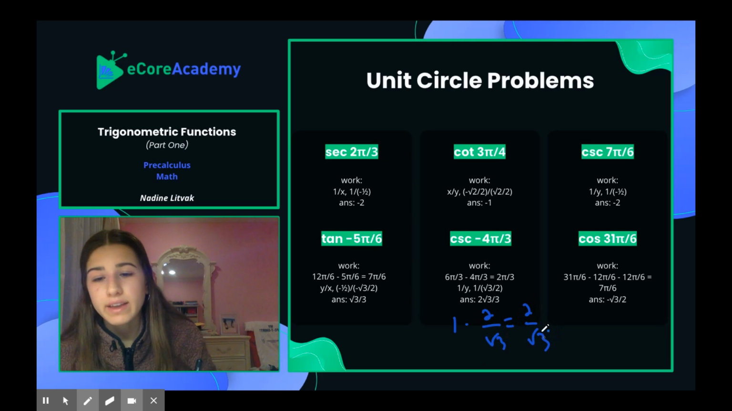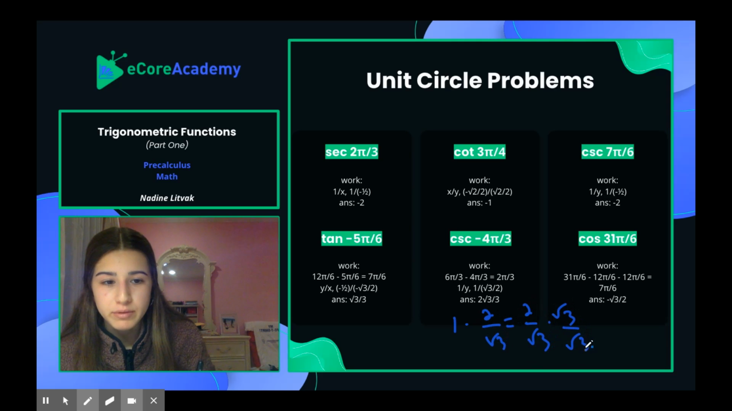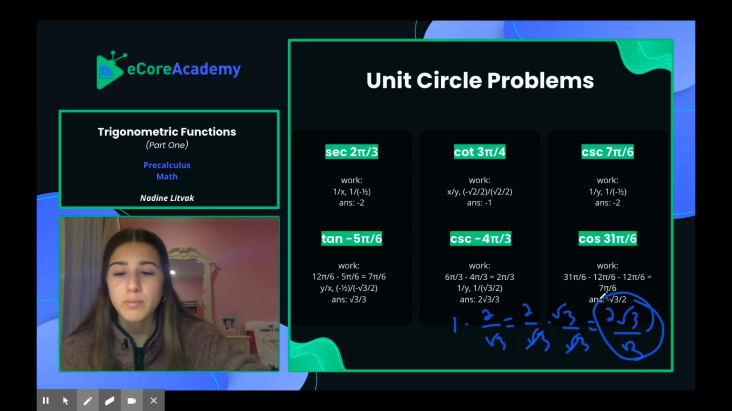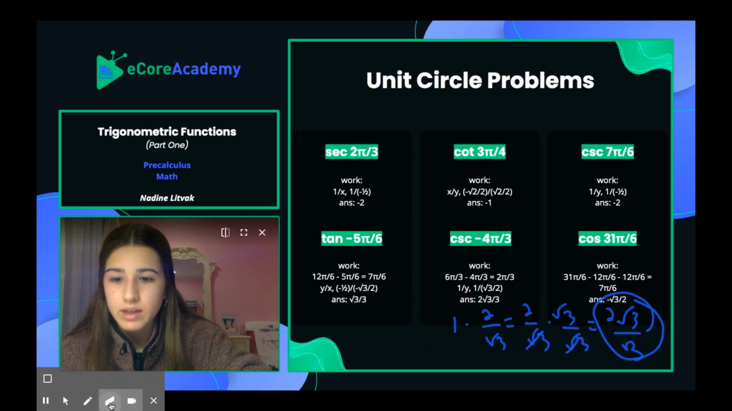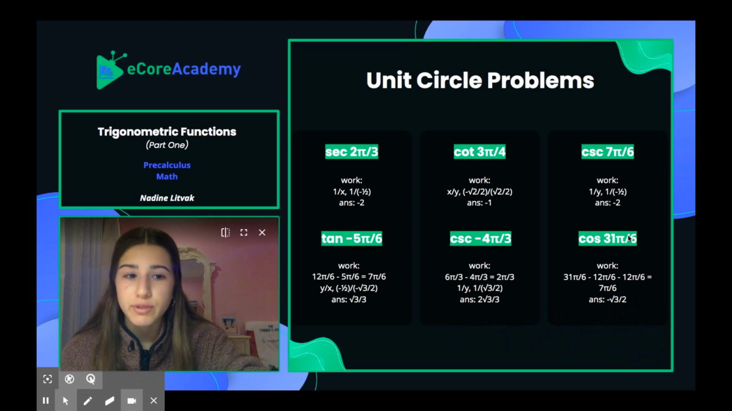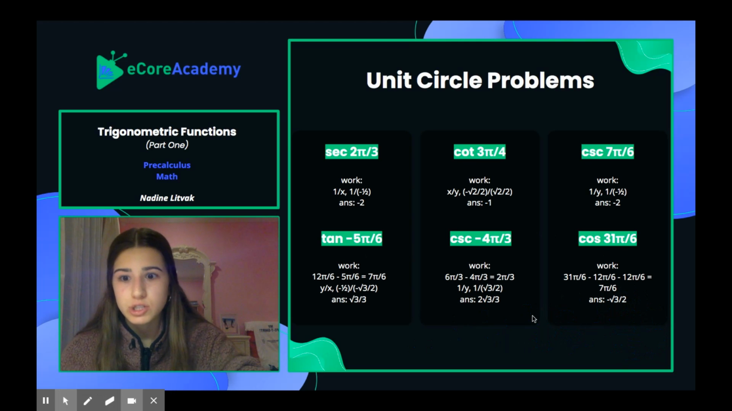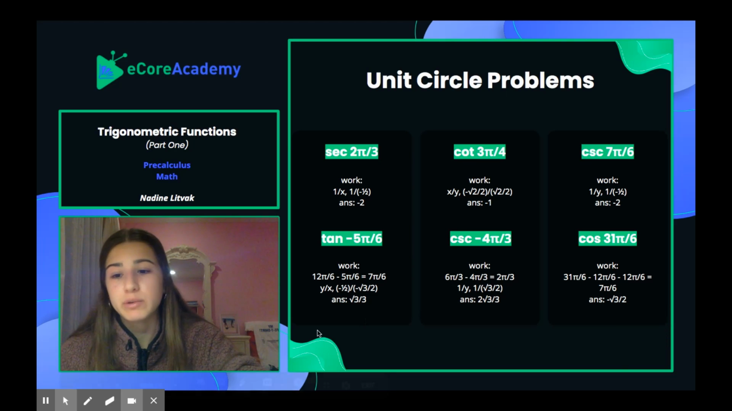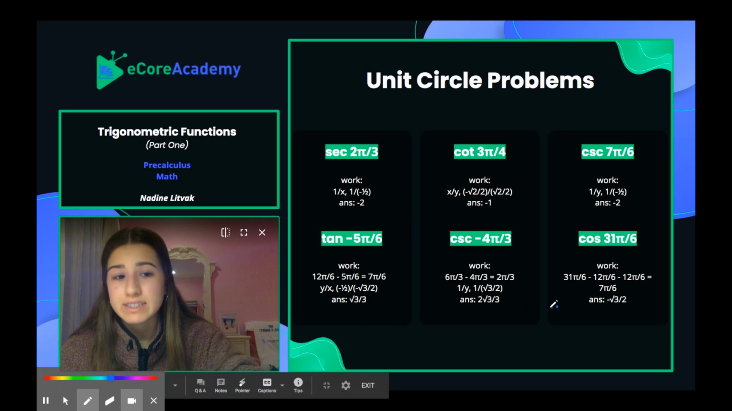However, we do not like having a square root in the denominator, so you do the same thing and multiply again by root 3 over root 3, and this time you get 2 root 3 over 3 because the roots cancel out here. So here's our answer for the cosecant of -4 pi over 3. Let's move on to the last question on this screen. The cosine of 31 pi over 6. This looks like a big number and looks tricky. However, it really is not.